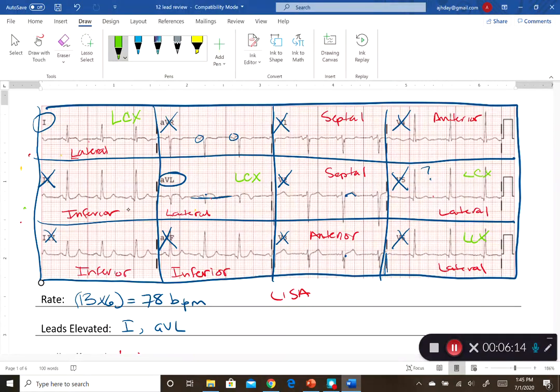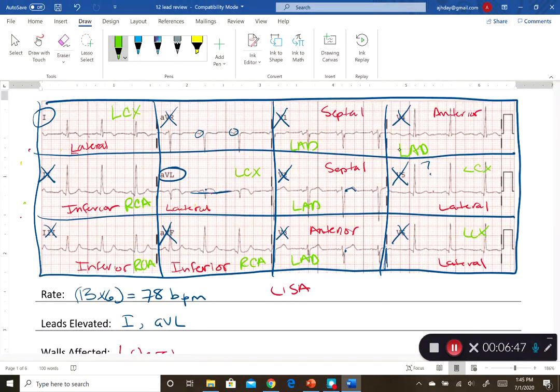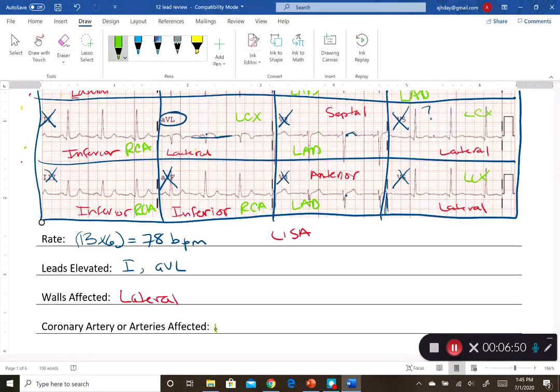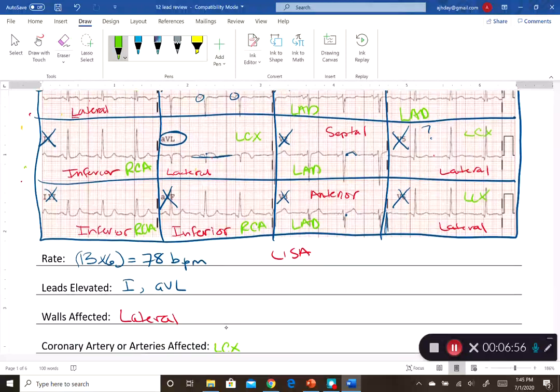And my inferior corresponds with my right coronary artery. Septal is my LAD, along with my anterior. To remember these arteries, we can really just think about the anatomy of the heart. I know the left circumflex curls around the lateral side, so it would make sense that that artery supplies that area of the heart. So coronary arteries affected, since this is my lateral wall, it's going to be our left circumflex. So I have ST elevation indicating a STEMI in the lateral wall.